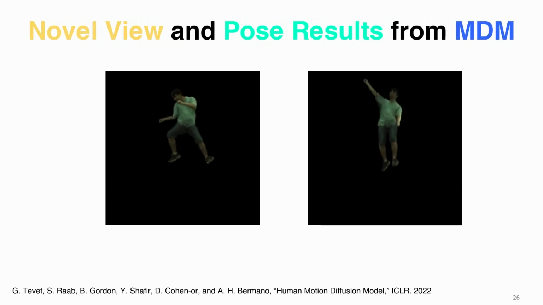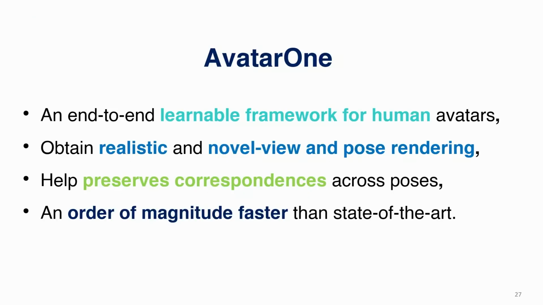We also show the results from animating the avatars in novel poses based on prompts from a human motion diffusion model. Hence, we present AvatarOne, an end-to-end learnable framework for human avatars to obtain realistic animations while preserving one-to-one correspondences and a faster solution towards free viewpoint rendering.